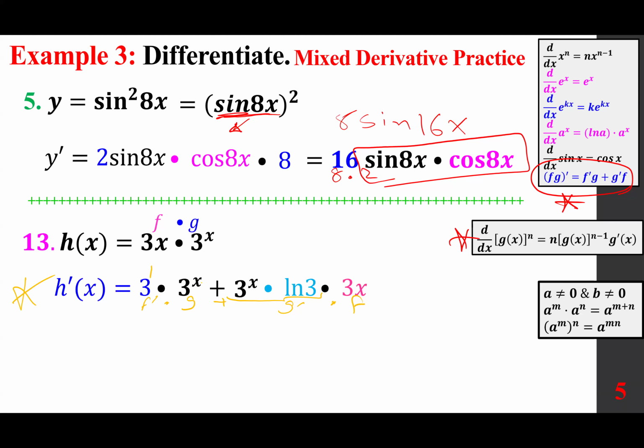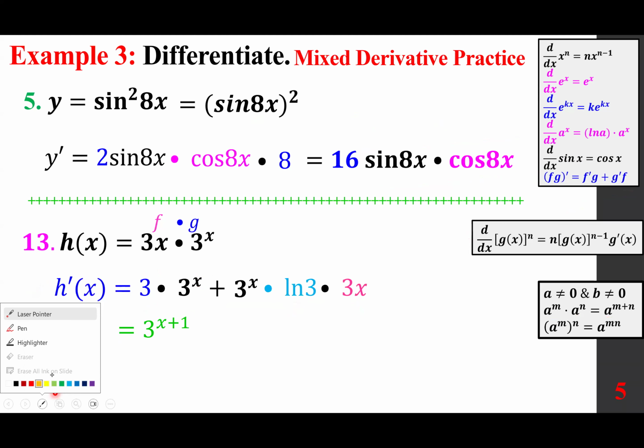This one has exponent x. Therefore, we can use the product rule of exponentials and say this is 3 to the power of 1 plus x, or x plus 1, makes no difference. And this one also is 3 to the power of x. This one is also 3 to the power of 1. So we can mix the two as 3 to the power of x plus 1.